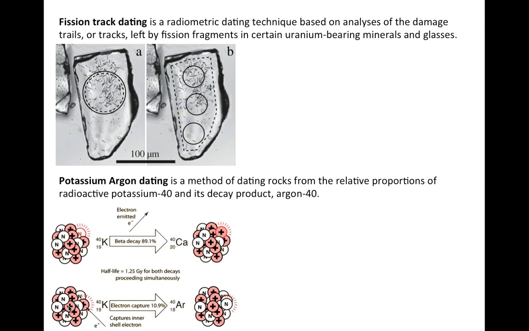Fission track dating is a radiometric dating technique based on analysis of the damage trails or tracks left by fission fragments in certain uranium-bearing minerals and glasses.